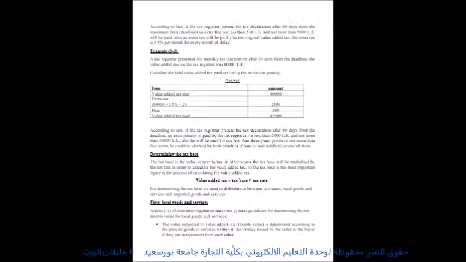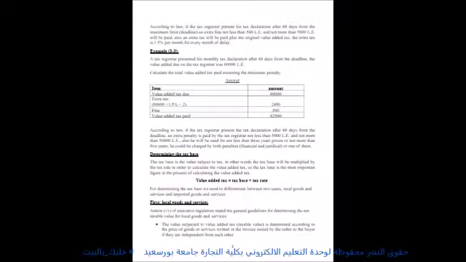According to law, if the tax registrar presents the tax declaration after 60 days from the deadline, an extra penalty is paid by the tax declaration, not less than 5,000 and not more than 50,000. Also, he will be sued for not less than 3 years prison or not more than 5 years. He could be charged by both penalties, financial and juridical, or one of them.